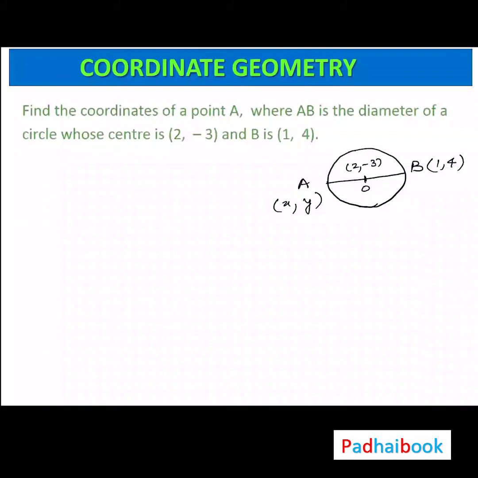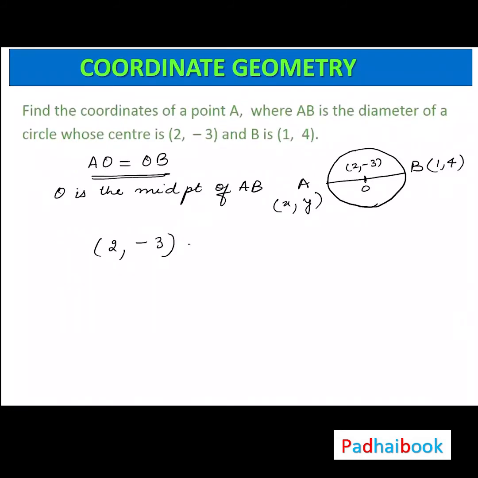Right? Now we know that if AB is the diameter and O is the center, then AO is equal to OB, which means O is the midpoint of AB. So here I can directly apply the midpoint formula. What was the midpoint formula? The coordinates of the midpoint are given by (x1 plus x2) by 2 and (y1 plus y2) by 2. So here the coordinates of the midpoint are already given to you. So this will be equal to (x plus 1) by 2, (y plus 4) by 2.